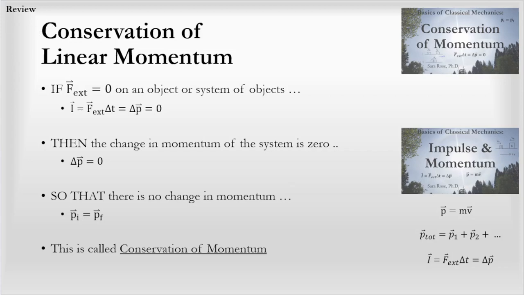In order to do conservation of linear momentum, we need to establish that the external force on the system of objects is zero. There's no friction acting over the course of the collision, no net external force. And so if the external force is zero, then overall the impulse is zero and the change in momentum is zero. And if the change in momentum is zero, then we have conservation of momentum. The initial equals the final.